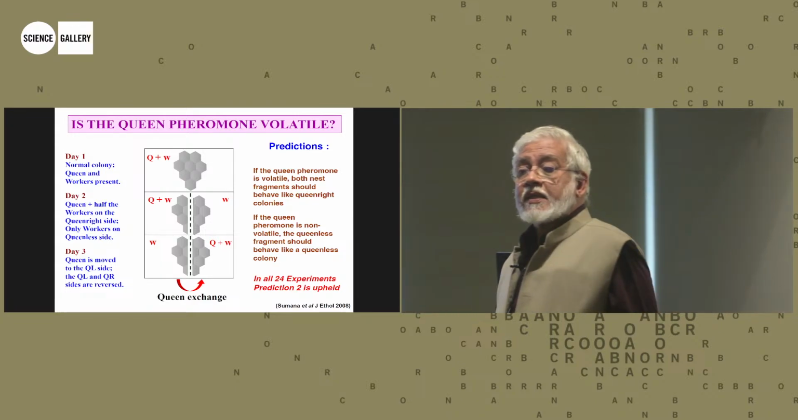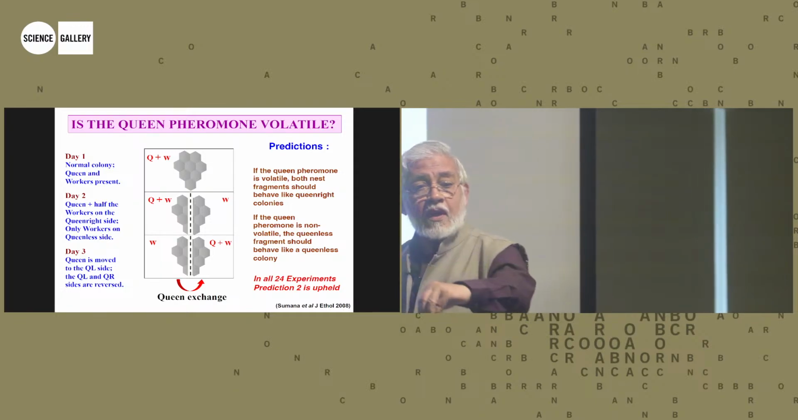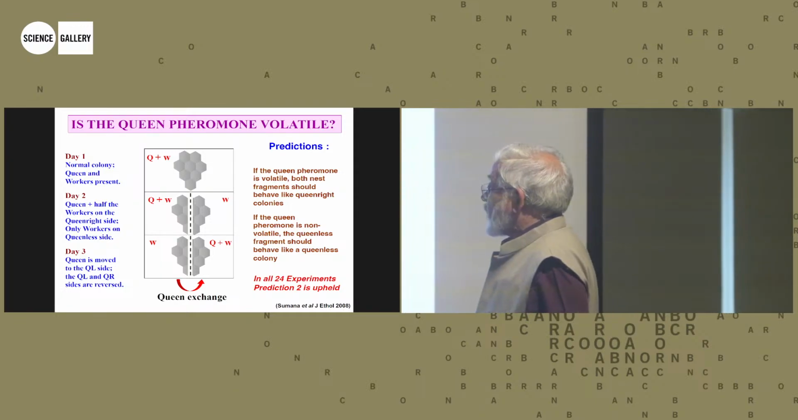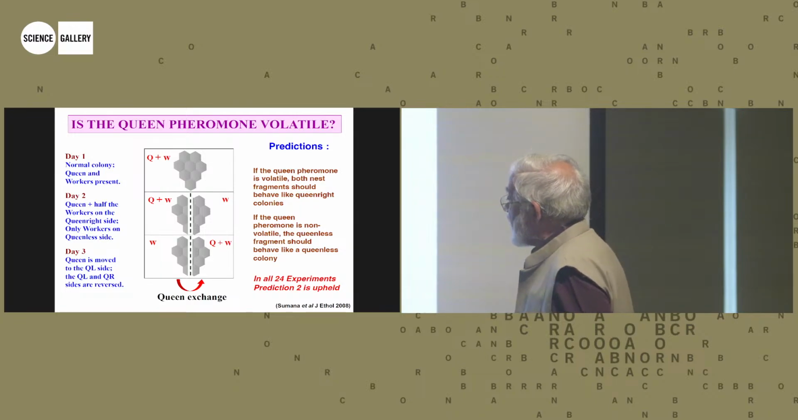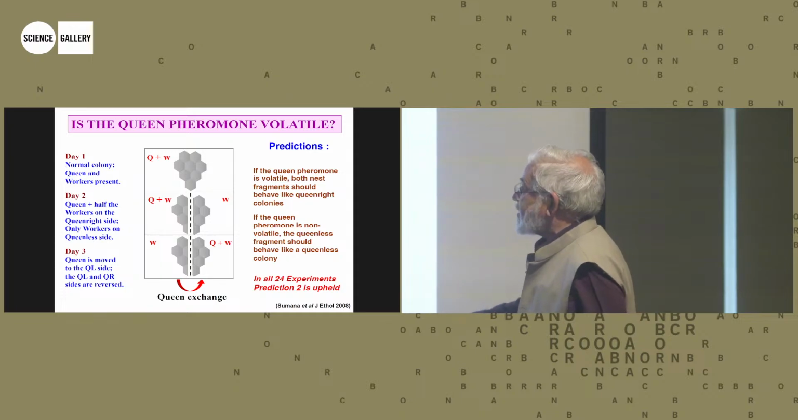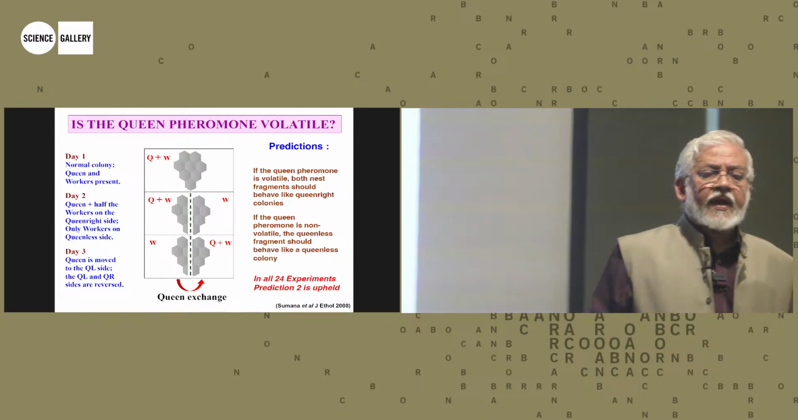What do we do on day 3? In the previous experiment, day 3 we returned the queen. Here the equivalent is we moved the queen from the left to the right. So on day 2, this is the queenless side. Here this is the queenless side. This is the queen right side on day 2 and this is the queen right side. Now why did we do such a complicated experiment?